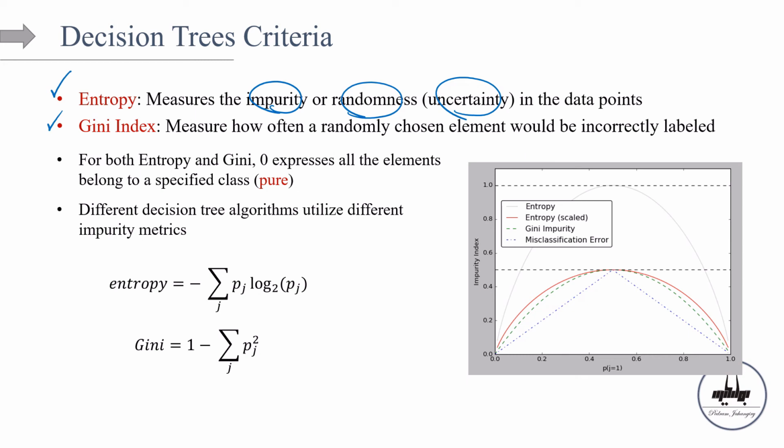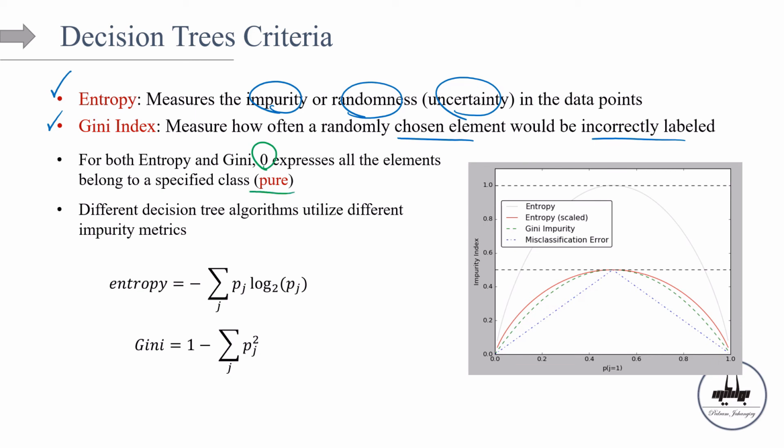Gini index, on the other hand, measures how often a randomly chosen element would be incorrectly labeled, right? Again, in the previous example, if you use the green split, the answer is 50%. So in either case, we know that a number closer to 0 is better. Why? Because 0 expresses that all the elements belong to a specified class, a pure class.